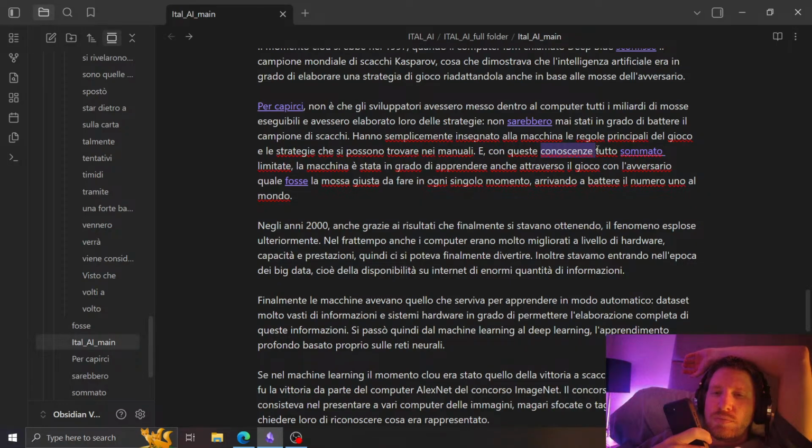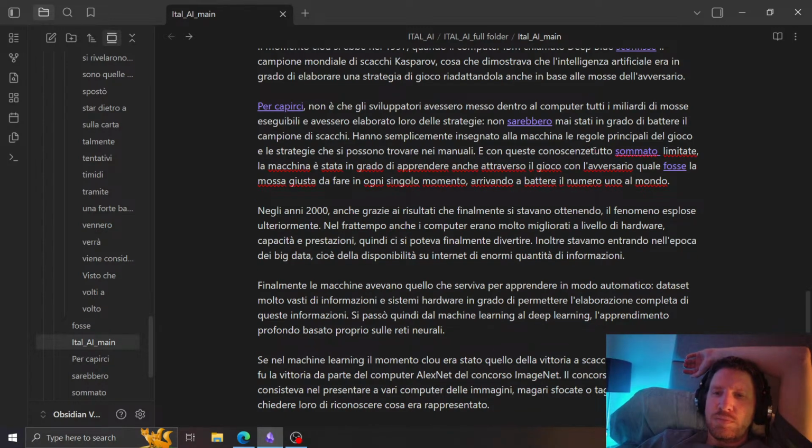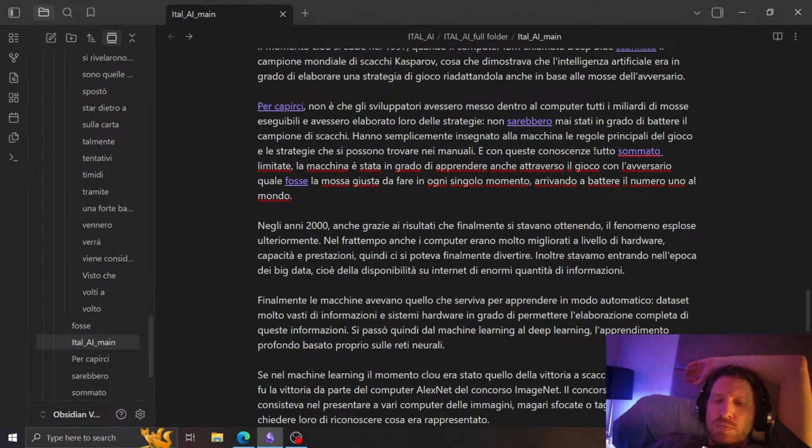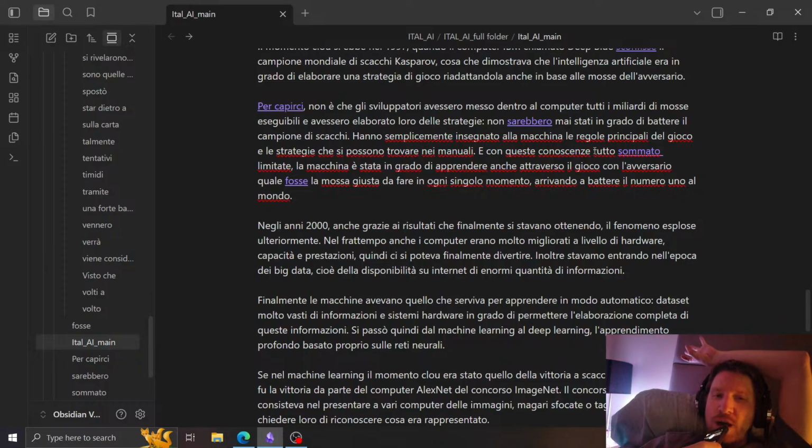Good question. So that part means something like with this knowledge, all in all, albeit limited, the machine was able to learn, even through the game against the opponent, what the right move was at every single moment, managing to beat the number one in the world. So it's saying that even though the knowledge was limited, it was still enough for the machine to improve and succeed. No, but I don't get it where it says "e con queste conoscenze." Is that the end of that phrase? And then "tutto sommato limitate" is like the added all in all limited or whatever? Or is it broken down differently where it's conoscenze tutto, or do you know what I mean?